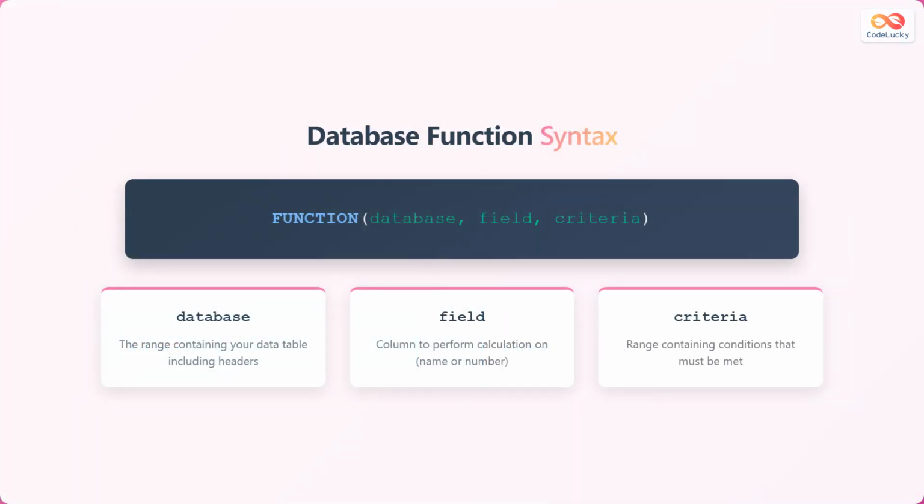All database functions follow a similar structure or syntax. You'll use the function name, followed by 3 key arguments. These arguments are database, field, and criteria. The database is the range containing your data table, including headers. Field refers to the column on which to perform the calculation. This can be specified as a column name or number. Criteria, the last argument, refers to the range containing the conditions that must be met.